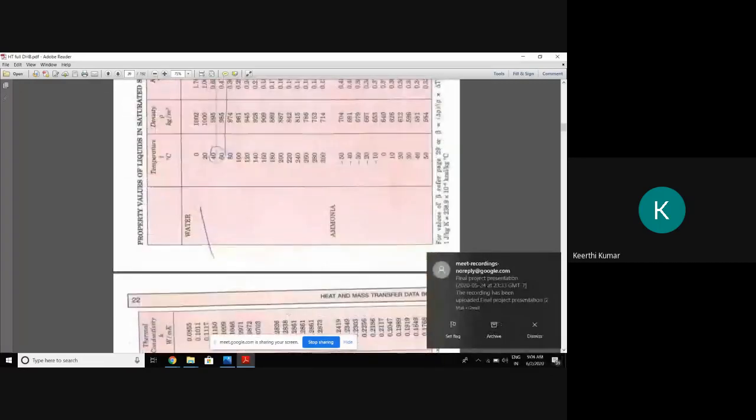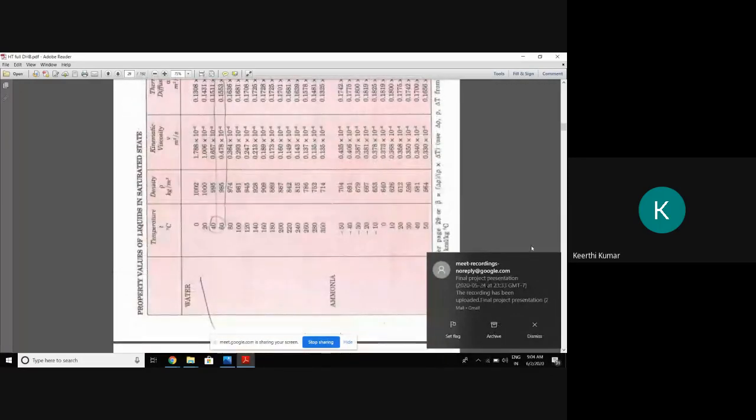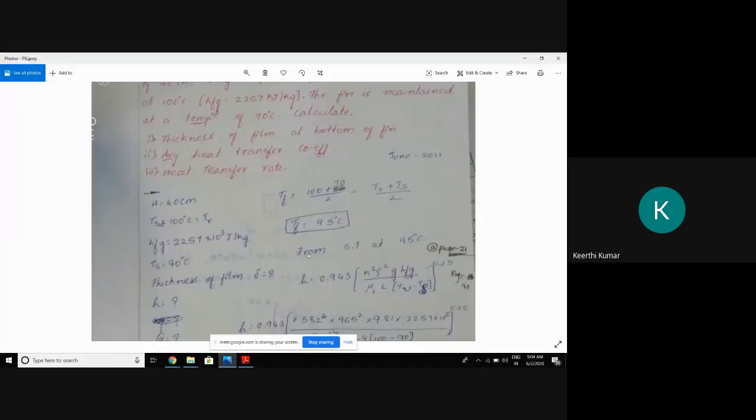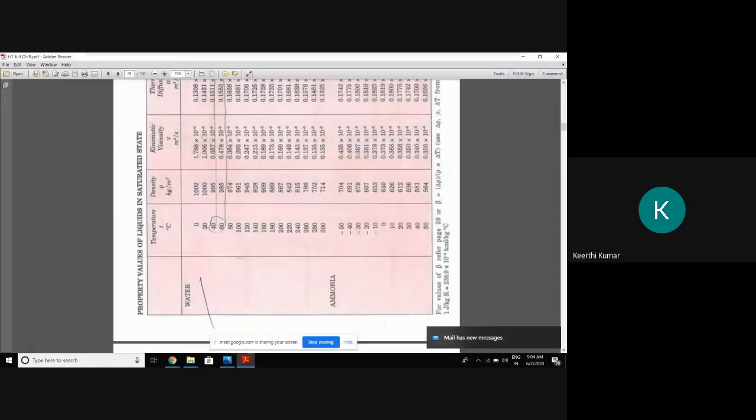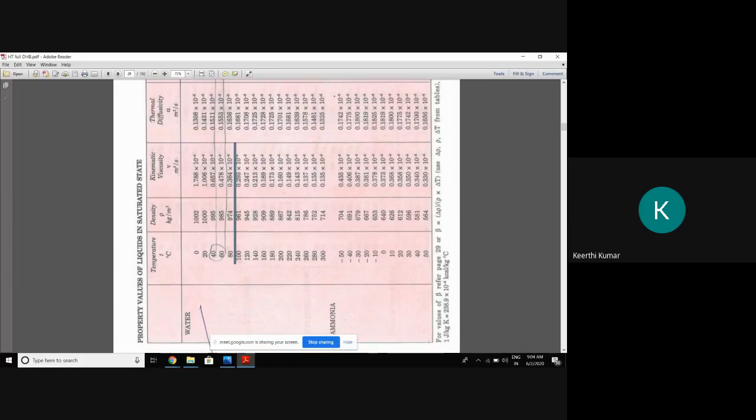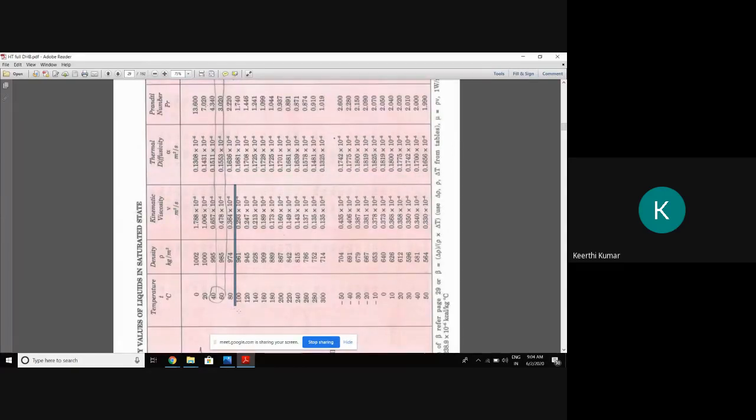See here, properties of water. Again here, we have properties at 80 degree and 100 degree. But we want them at 95 degree. So you're supposed to interpolate between 80 and 100. Take the values at 95 degrees. Properties of water at 95 degree lie in between. Okay, 95 degree. Interpolate and take the values at 95 degree.